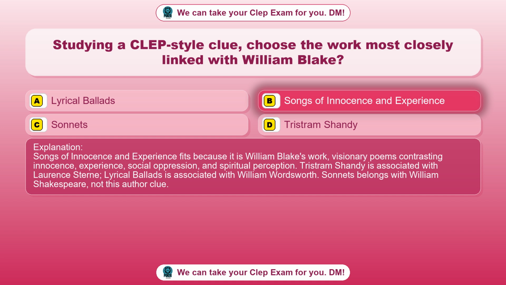Songs of Innocence and Experience fits because it is William Blake's work, visionary poems contrasting innocence, experience, social oppression and spiritual perception. Tristram Shandy is associated with Laurence Sterne, lyrical ballads is associated with William Wordsworth. Sonnets belongs with William Shakespeare, not this author clue.